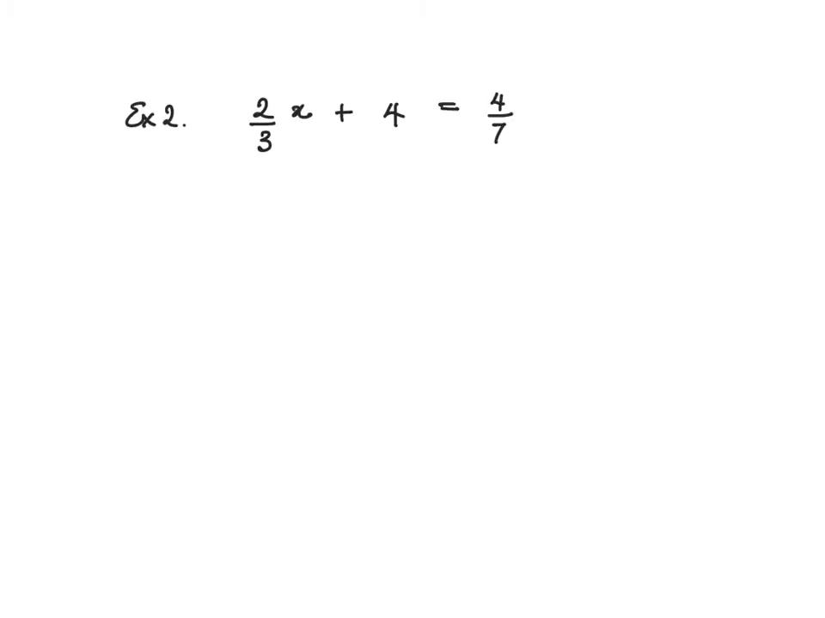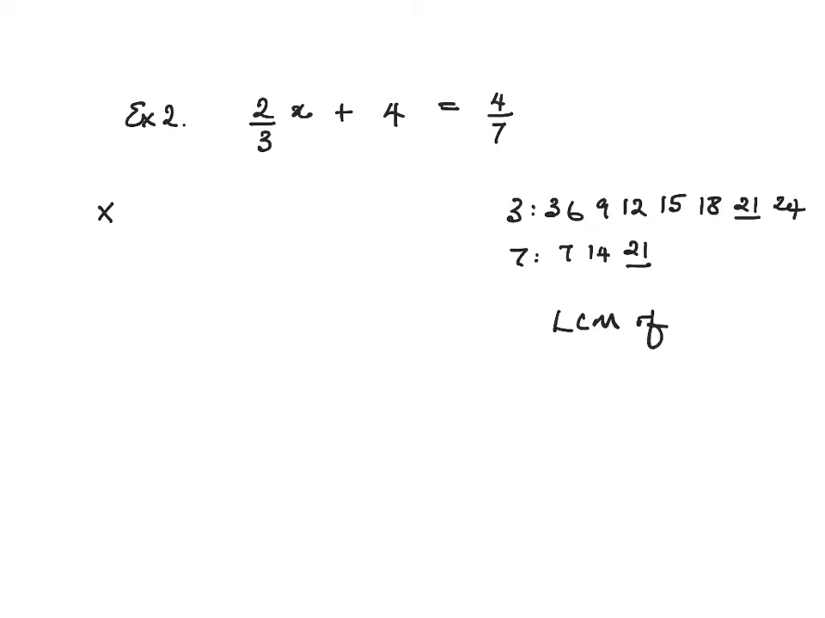Second example, 2/3 x plus 4 equals 4 over 7. So we want to multiply by a single number that will get rid of a dividing 3 and a dividing 7. If you want, consider the multiples of 3: 3, 6, 9, 12, 15, 18, 21, 24. The multiples of 7: 7, 14, 21, stop. We've got 21 here and 21 here. So the lowest common multiple of 3 and 7 is 21.